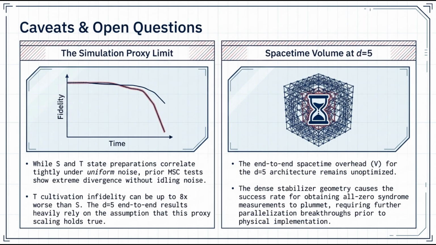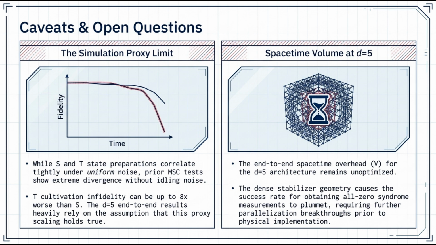The authors outline key caveats and open questions regarding their findings. First, while S-state and T-state preparations correlate tightly under uniform noise, prior magic state cultivation tests show extreme divergence when simulated without idling noise. Specifically, the infidelity of T-state cultivation can be up to 8 times worse than its S-state proxy. This means the highly encouraging distance 5 end-to-end results heavily rely on the assumption that this proxy scaling remains valid under all noise models.